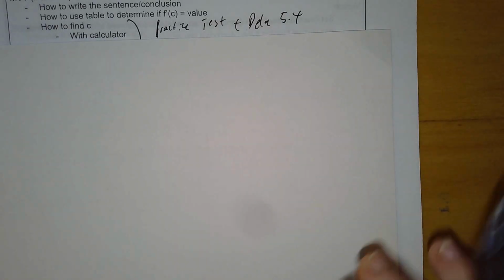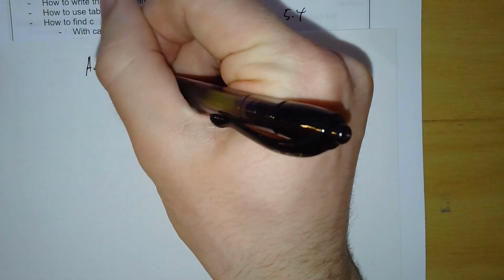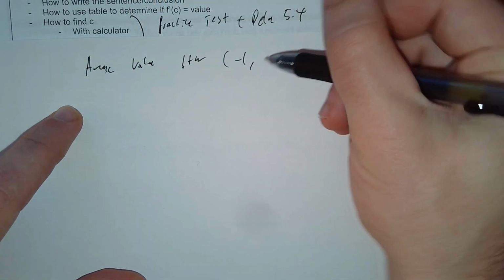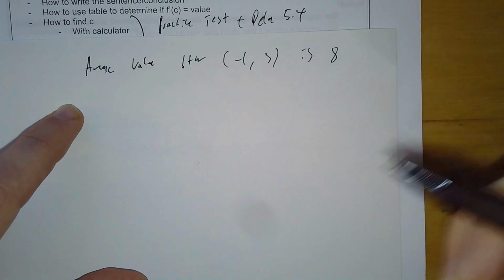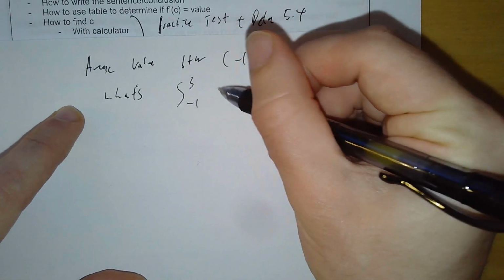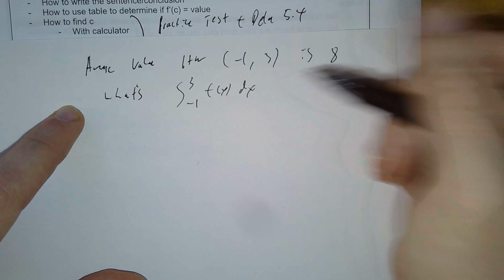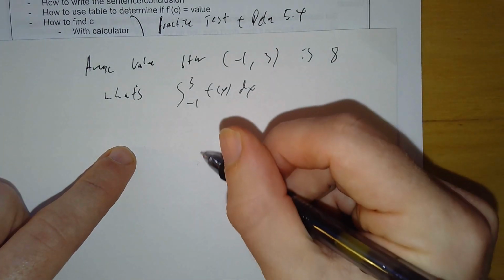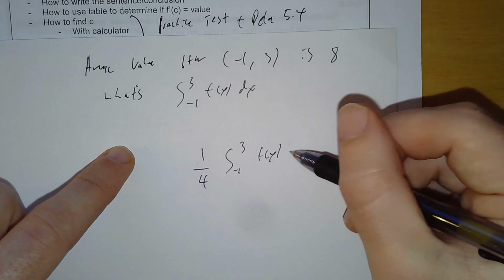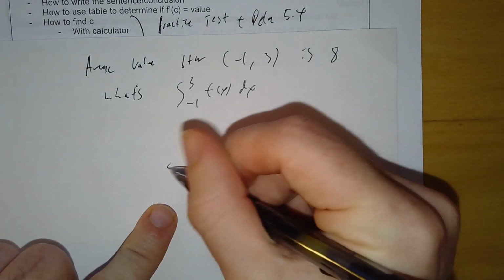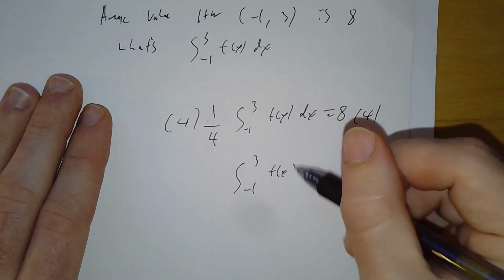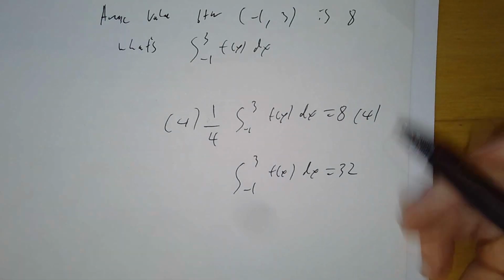I'll do a problem really quickly. Basically, if I say the average value between -1 and 3 is 8, what's the integral from -1 to 3 of f of x dx? Well, because I know the average value is 8, that means 1 over 4 times the integral from -1 to 3 of f of x dx must be 8. So then I can just multiply both sides by 4. Therefore, the area must be 32. Okay, that's what that means.